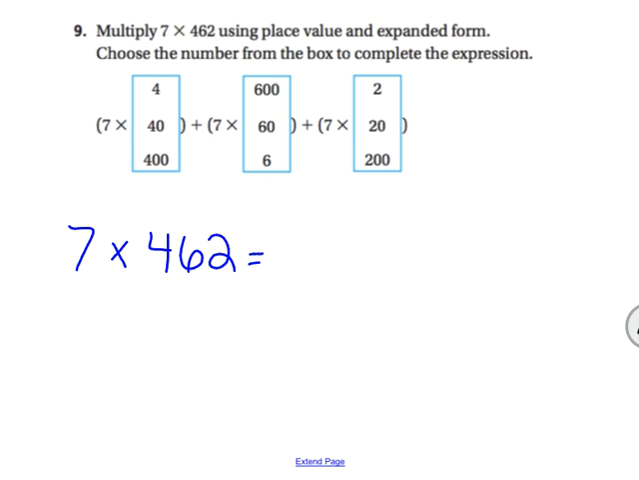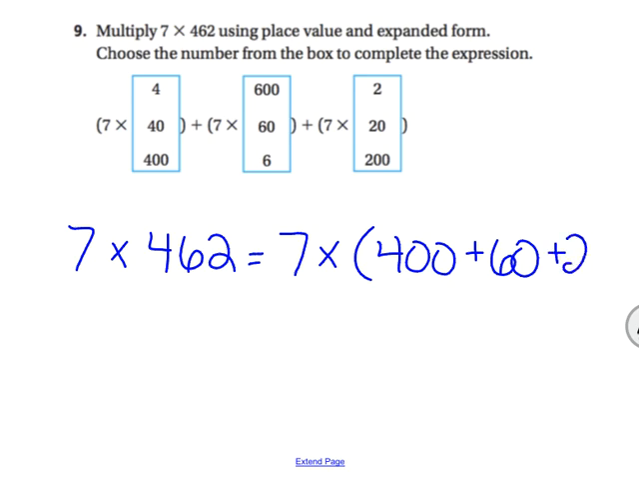Now for the distributive property, we need to put the larger factor because number 7, that's already in expanded form. You can't do anything with it, it's just 7. But the 462, we could break apart into its expanded form. So if I do that, it will be 7 times 400 plus 60 plus 2.